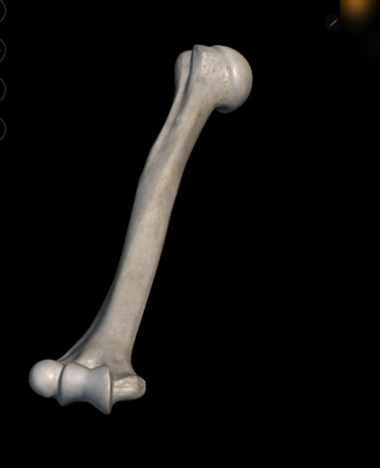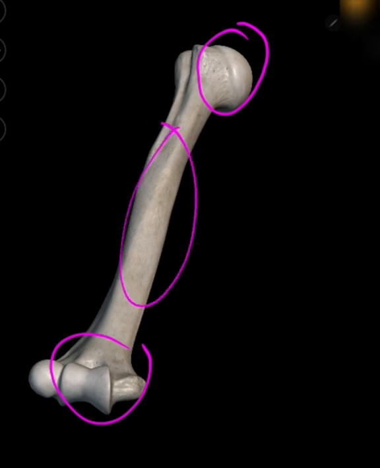Okay. Now we have to determine the side. So this is the upper end, this is the lower end, and this is the shaft. Okay. Now what happens? This is the head of the humerus. This head of the humerus is directed medially, upwards, and backwards, whereas the lower end is expanded from side to side and flattened from before backward.